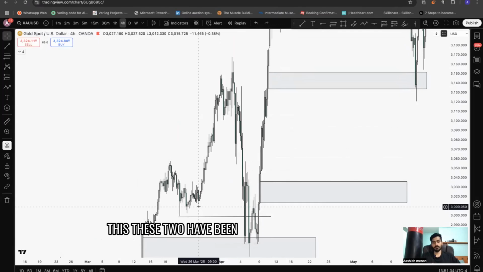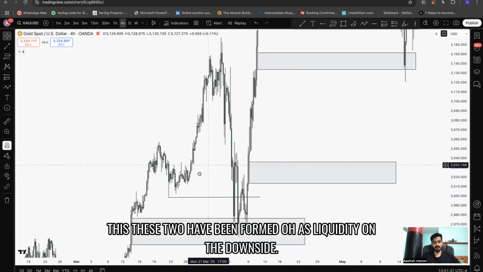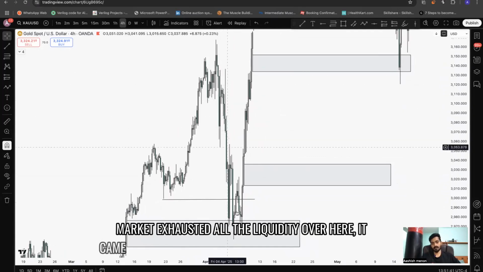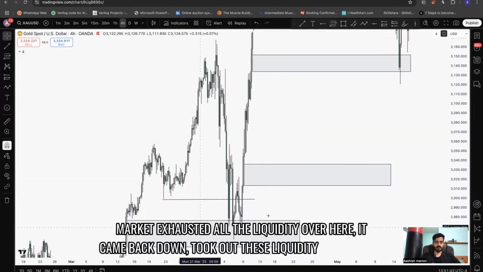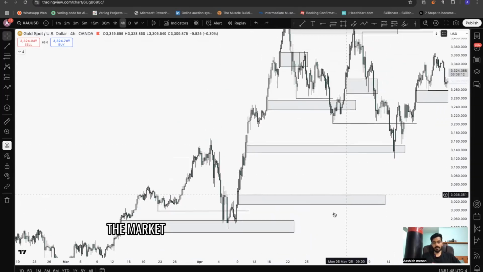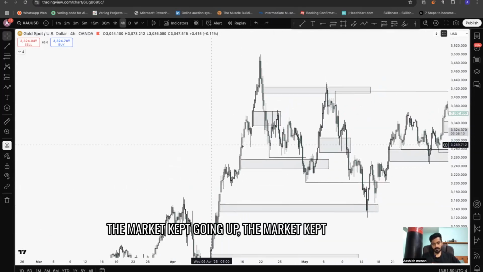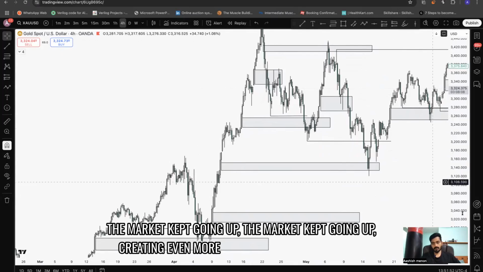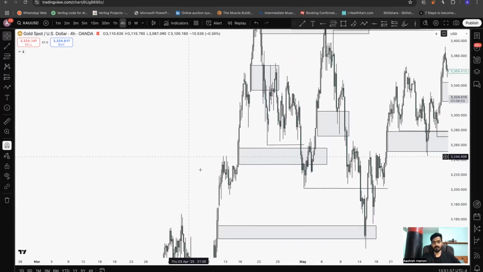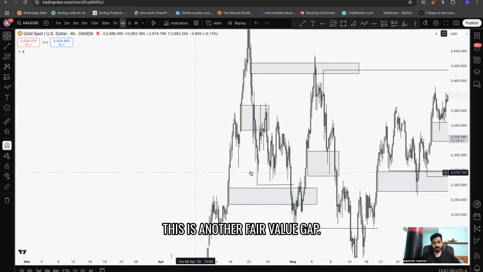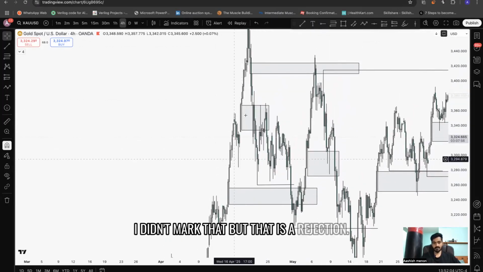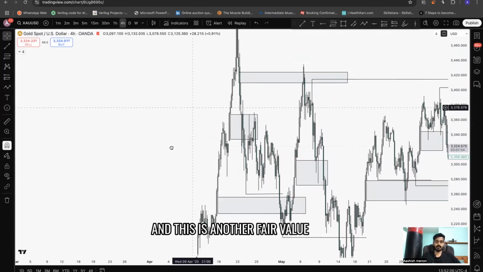These two have been formed as liquidity on the downside. So the market exhausted all the liquidity over here. It came back down, took out this liquidity, and started shooting up again. The market kept going up, creating even more fair value gaps on the way. This is another fair value gap. This is another fair value gap. This is a rejection. I didn't mark that, but that is a rejection. And this is another fair value gap.